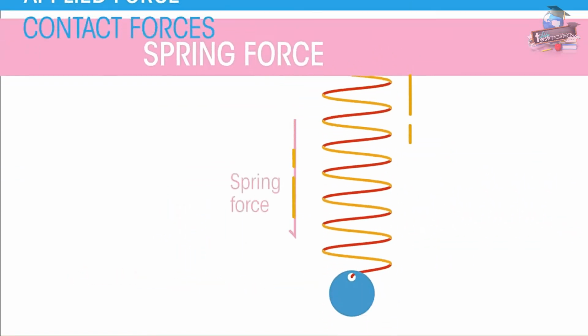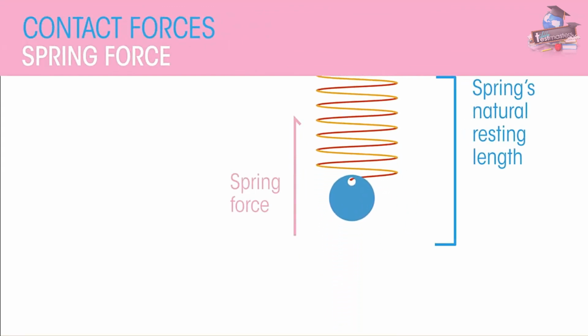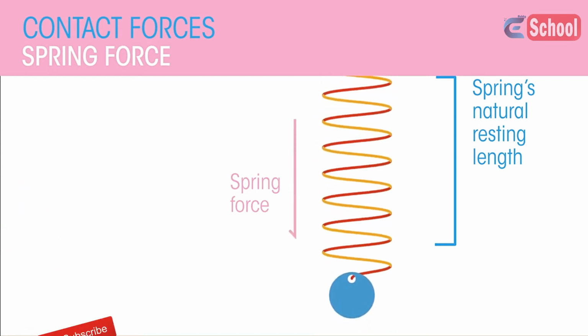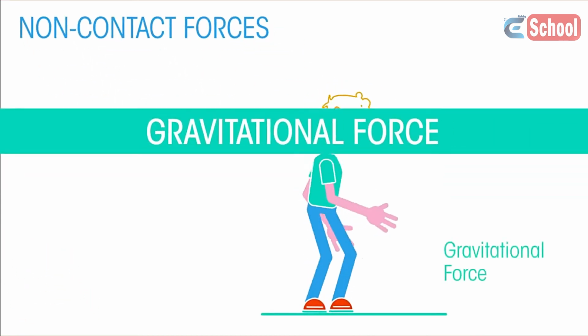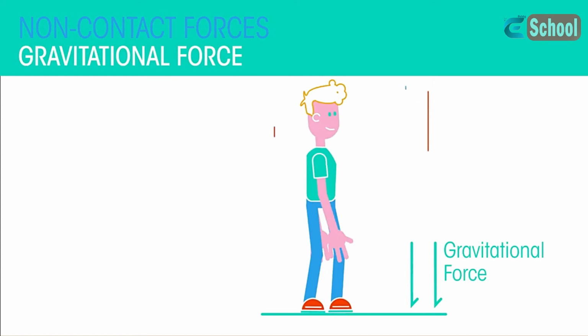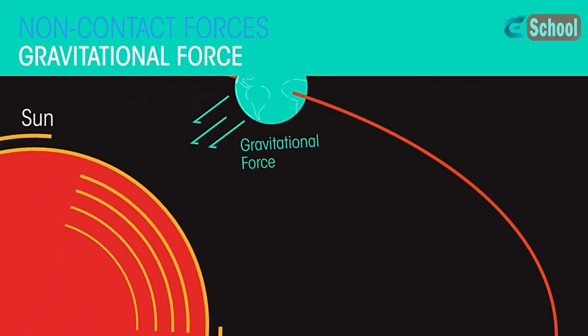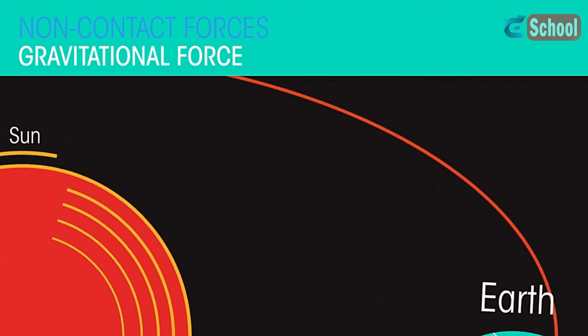And then spring force. It pulls the spring back into its natural resting length, whether that means squashing the spring back up or extending the spring back out. Non-contact forces act on an object whilst physically separated. Gravity is the force that attracts a body towards the centre of the Earth, or towards any other physical body having mass. Having mass just means it's made of matter or stuff.